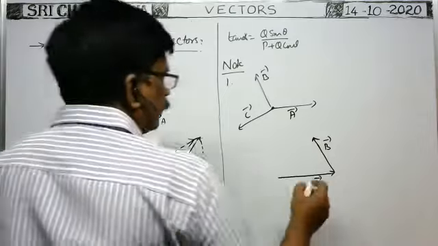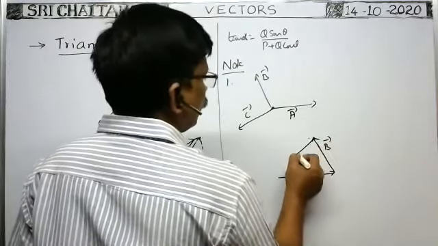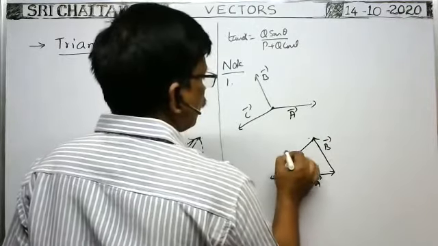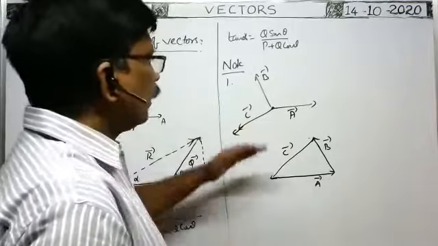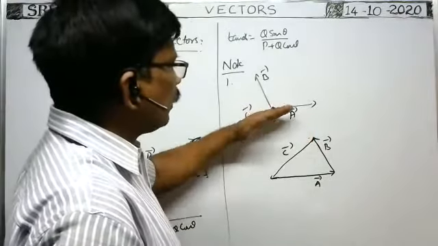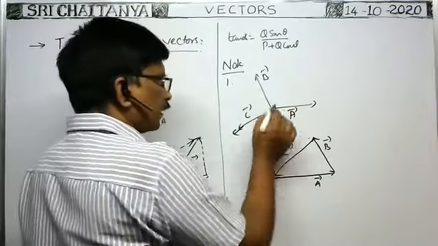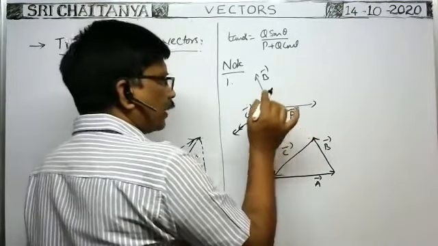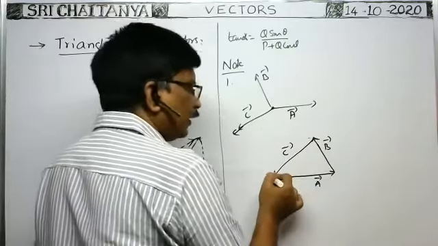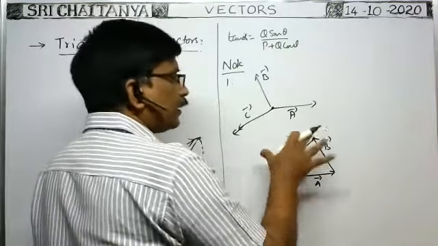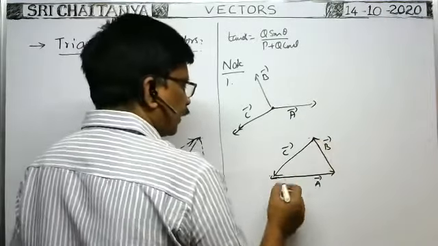Next, C bar. C bar is in this direction. So C bar is like this. This side is parallel to C bar, this is parallel to A bar, this is parallel to B bar. So when three vectors acting on a particle simultaneously are represented both in magnitude and direction by the three sides of a triangle taken in order, then we can represent like this. So in this case, A bar plus B bar plus C bar is equal to 0.